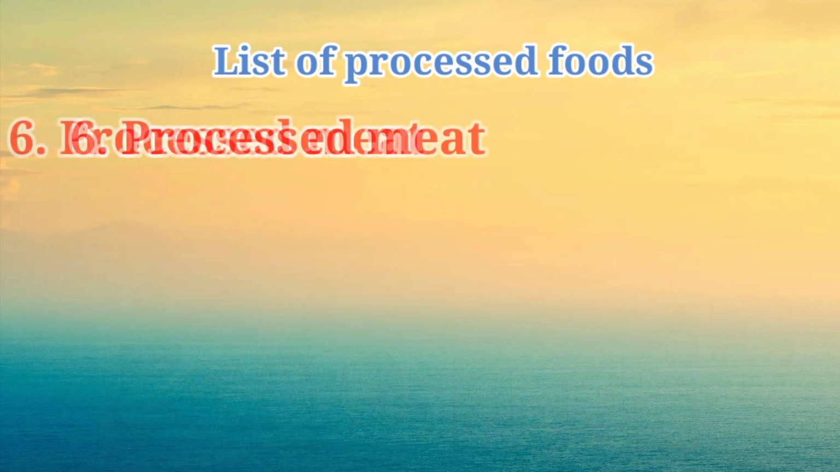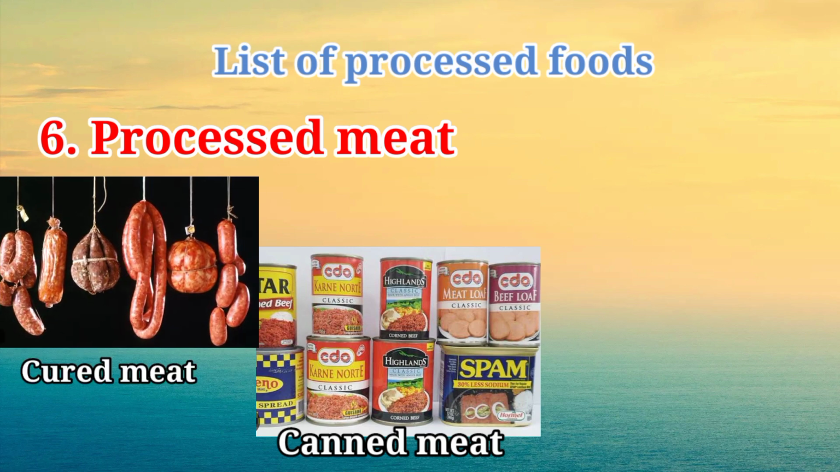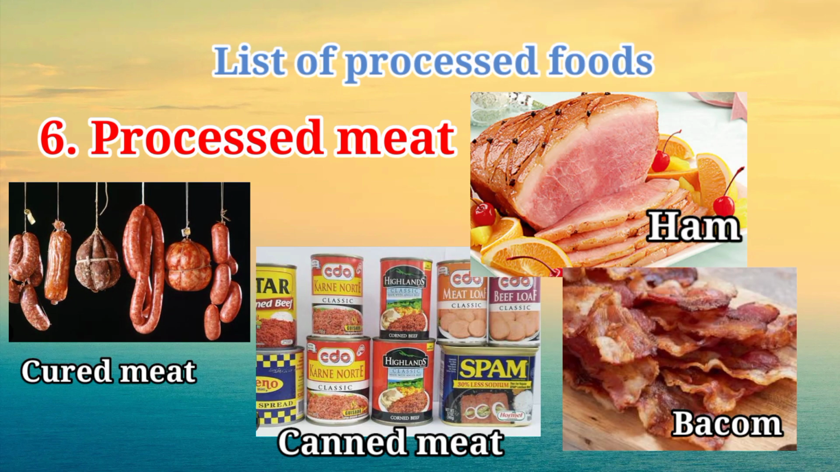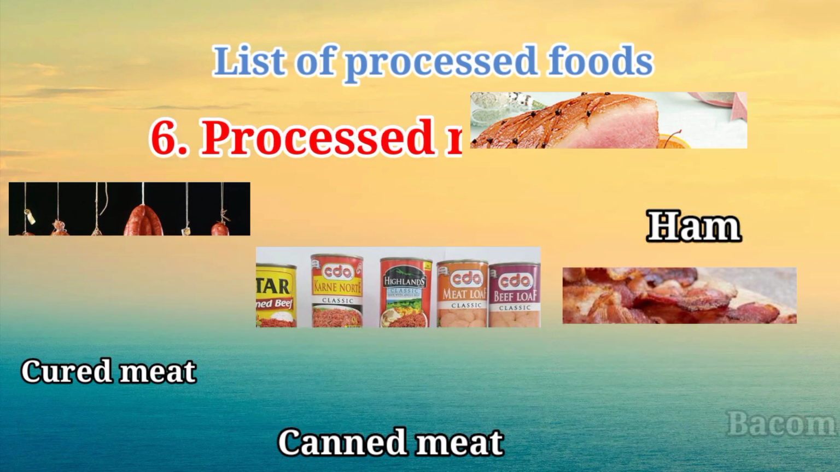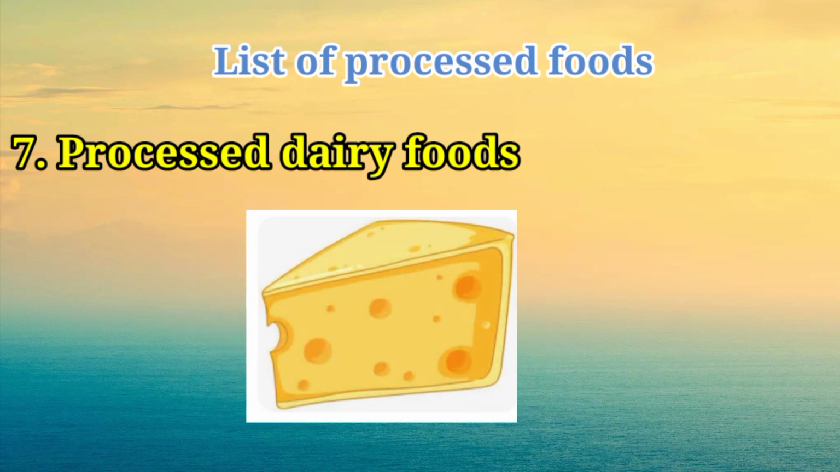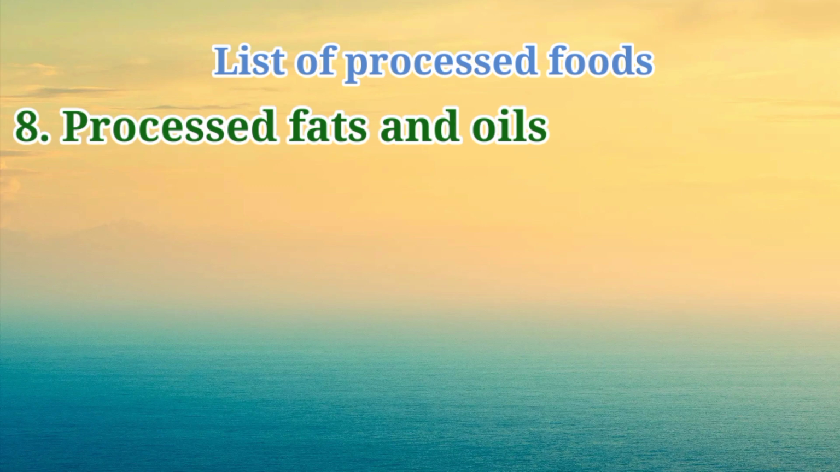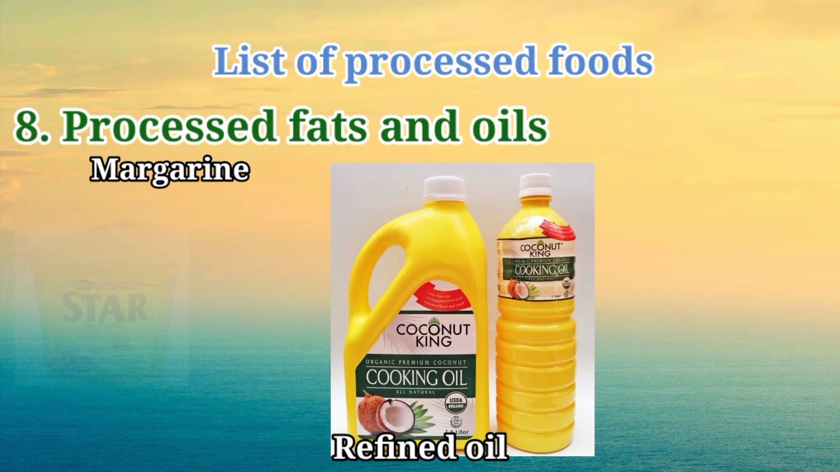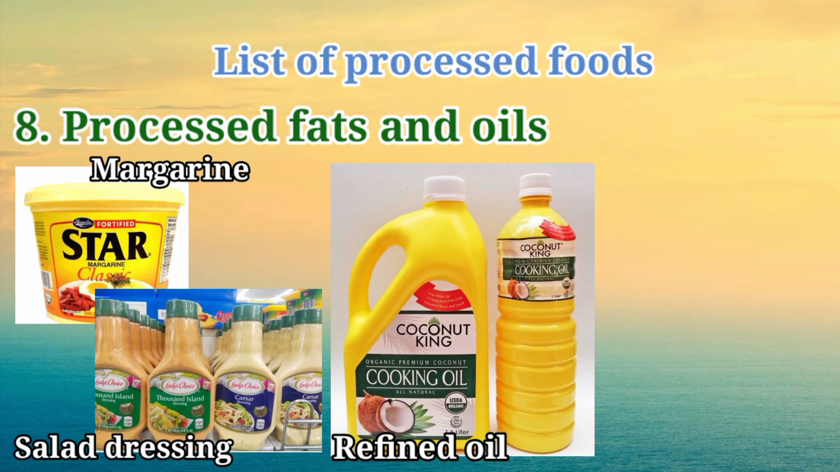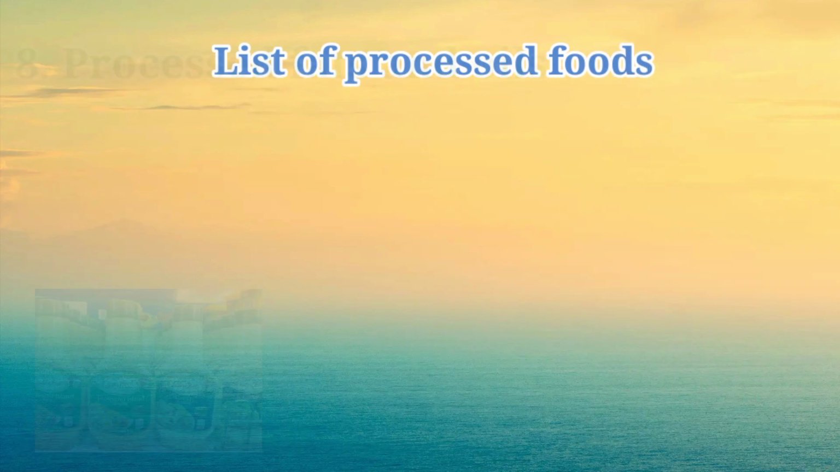Number 6, processed meat, canned meat, cured meat, ham, and bacon. Number 7, processed dairy foods, for example, cheese, milk, and yogurt. Number 8, processed fats and oils, refined oils, margarine, salad dressing, mayonnaise, and peanut butter.